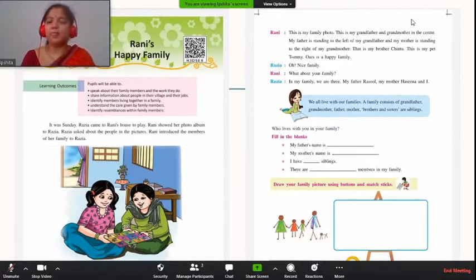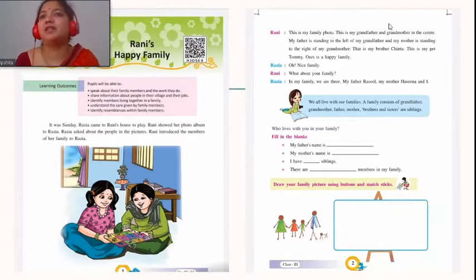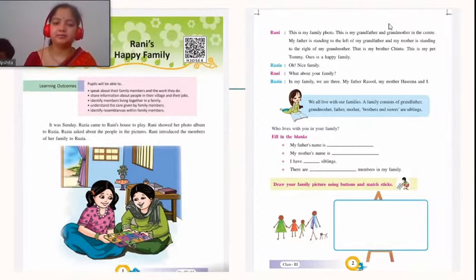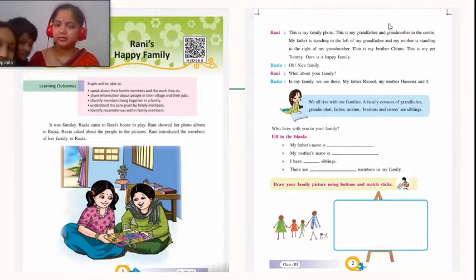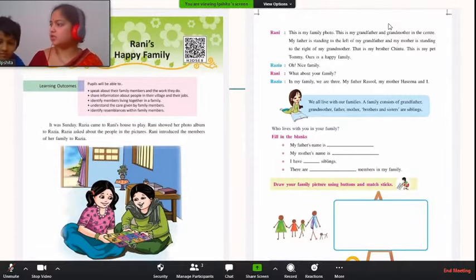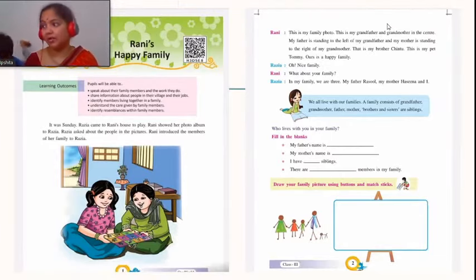Now look at this picture. Today we are going to read about Rani's family, right? Just like you told me about your family, Rani is talking about her family. Now see this picture and tell me, what do you see in this picture? I see Rani showing her album to Razia. Is that an album? Are you sure? Yes, because it has pictures in it. But it can be something else also. Okay, it could be a game. It could be a game also, yeah.